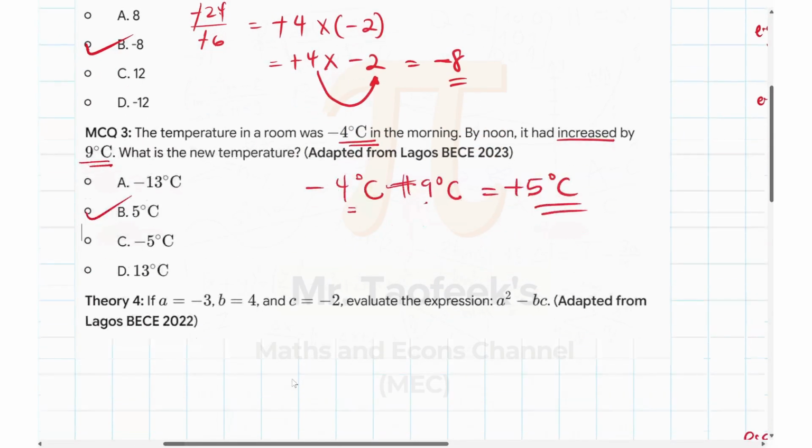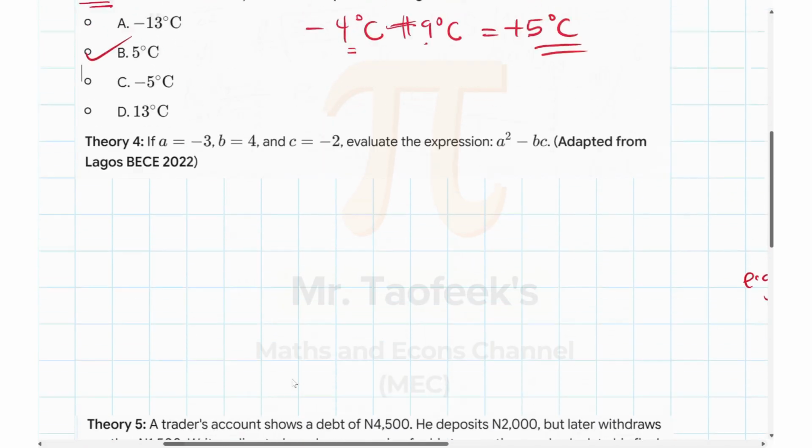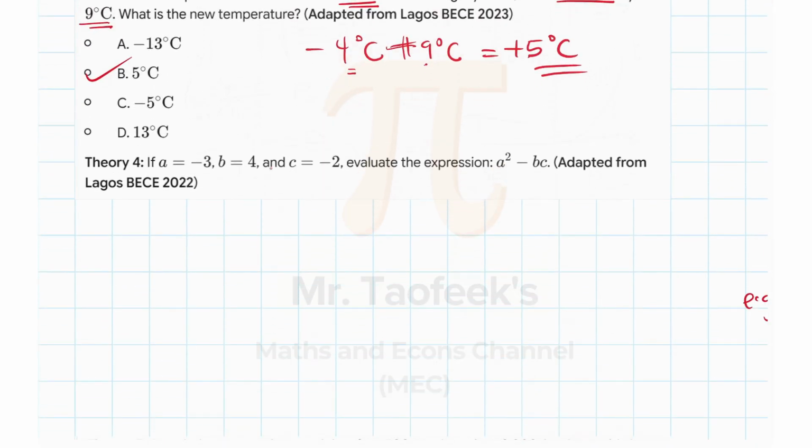Okay, that's all for multiple choice question. So let's go on to the theory question. Theory question 1 says, if A is equal to -3, B is equal to -4, and C is equal to -2, evaluate A squared minus B times C. Pretty easy. So A squared take away B times C. Now, what is A? A is -3, don't forget, B is -4, and then C is -2.